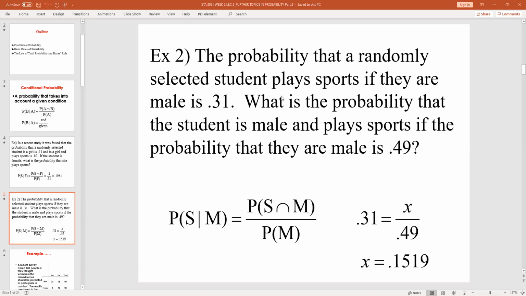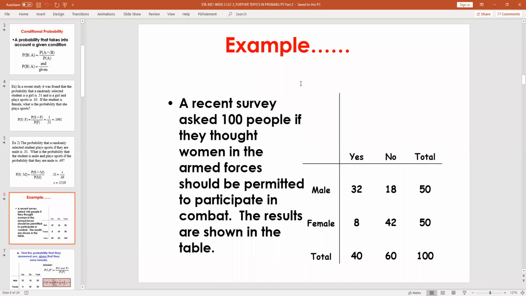I'm going to move right now to the next one. Now, I'm taking you to another example. In this example, you are given what we call a table of cross tabulation, where a recent survey asks 100 people if they thought women in the armed forces should be permitted to participate in combat. And the results are given right here.